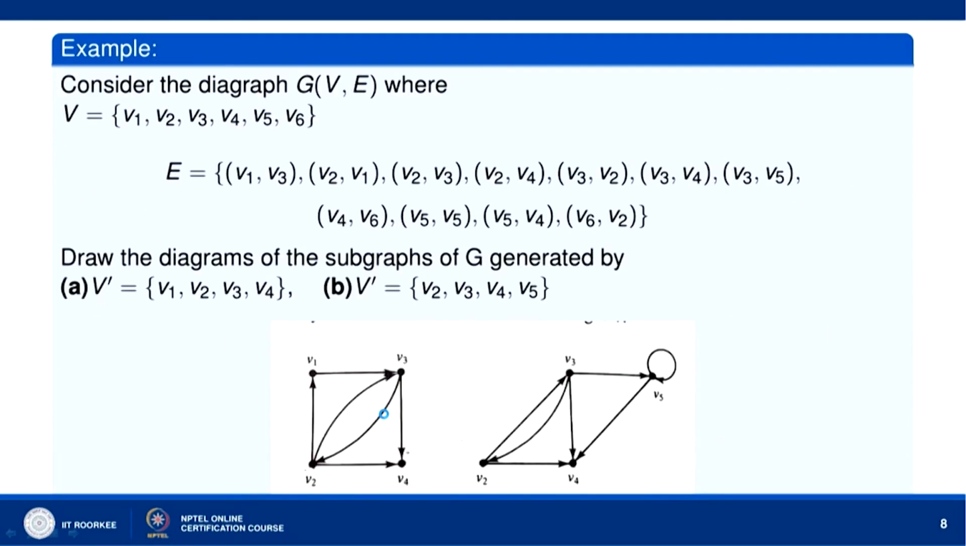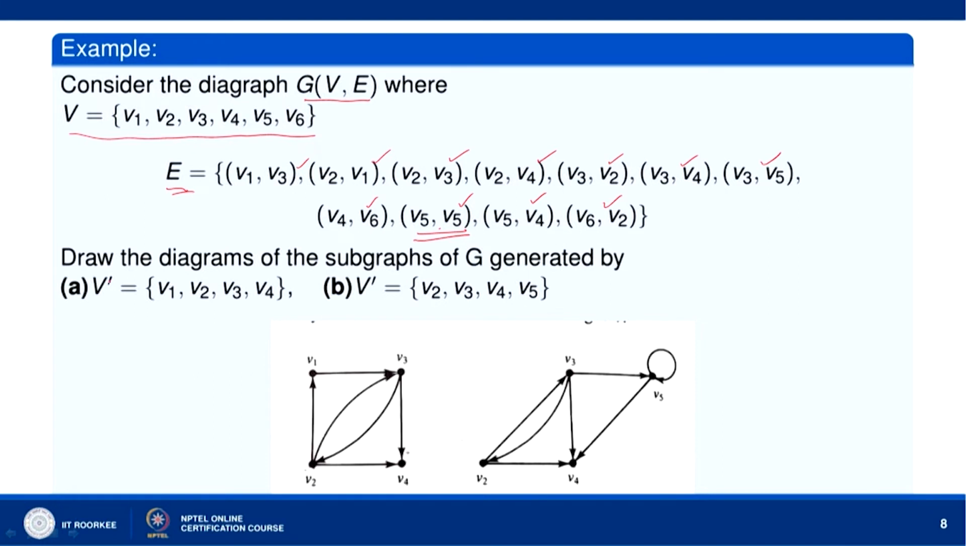Now, let us consider this graph G(B, E), where B is the set of vertices B1, B2, B3, B4, B5, B6 and E is the set of edges B1B3, B2B1, B2B3, B2B4, B3B2, B3B4, B3B5, B4B6, B5B5, B5B4, B6B2. So that means this B5, B5 gives us a loop at the vertex B5.